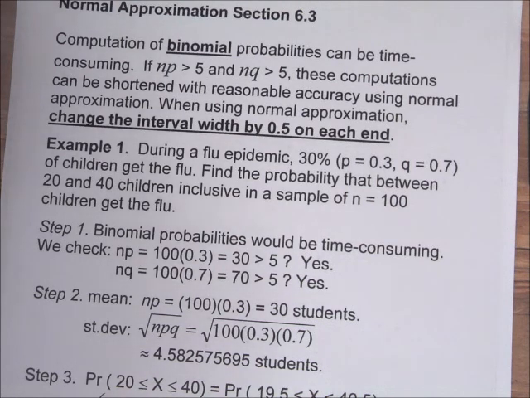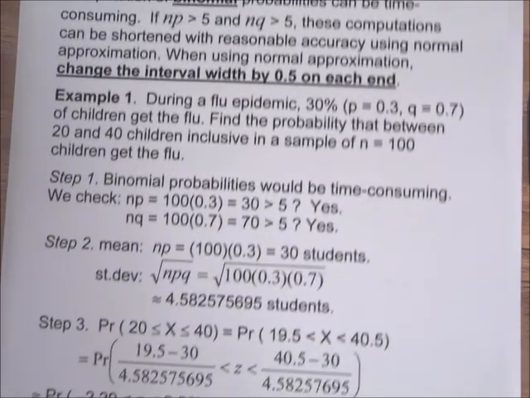Example: during a flu epidemic, 30% of children get the flu. So p is 0.3, q would be the proportion not getting the flu, which would be 1 minus 0.3, which is 0.7. Find the probability that between 20 and 40 children inclusive, in a sample of n equals 100 children, get the flu. Binomial probabilities would be very time consuming.